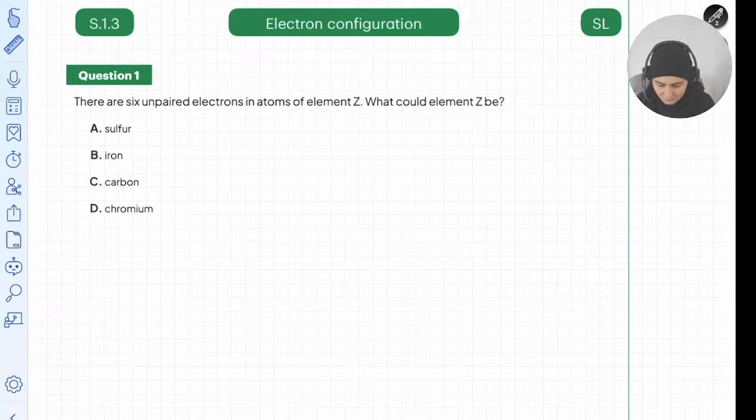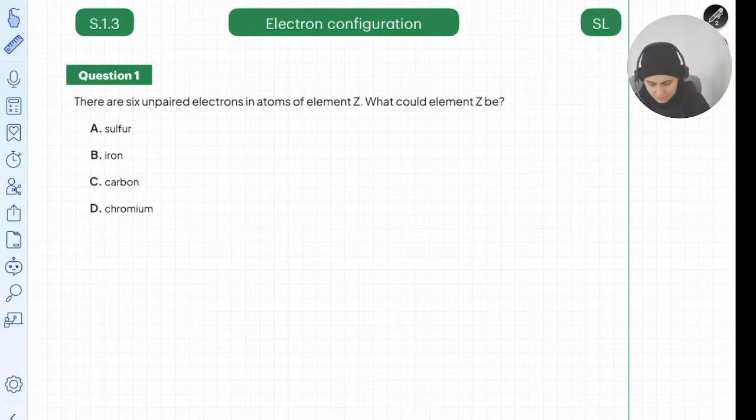Then all the questions are from Save My Exams. I'll link them below. First question. There are six unpaired electrons in atoms of element Z. What could element Z be? Okay, let me just open my notes. So what could element Z be? It has to have six unpaired electrons.